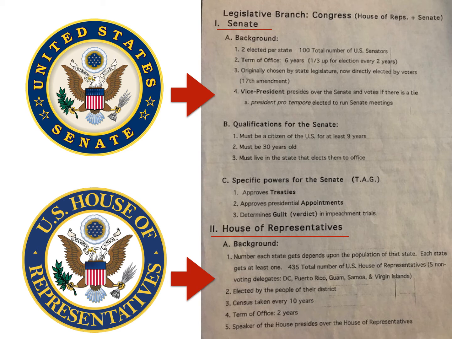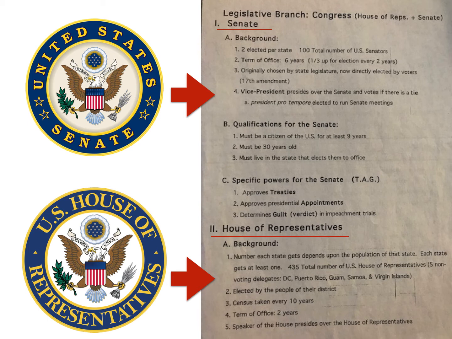You have to be at least 30 years old, but you can be 100. You just can't be 27. You got to be at least 30. They thought that was a good age. By the time you reach the age of 30, you probably are pretty mature. You have your life figured out. Now remember, this was written in 1787, but it's still the rule. You got to be at least 30. And of course, you have to live in the state that elects you. So I can't live in New York and be a senator for Arkansas.